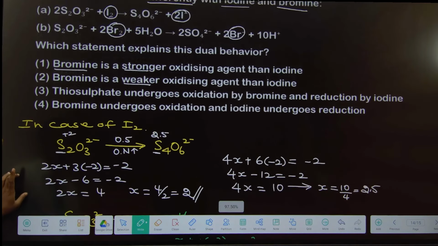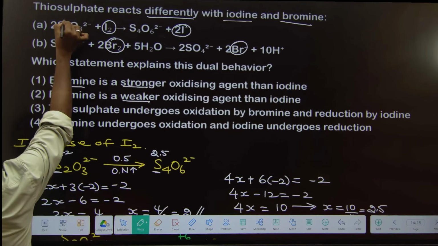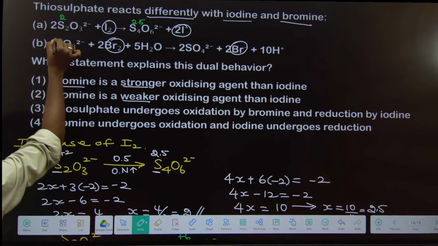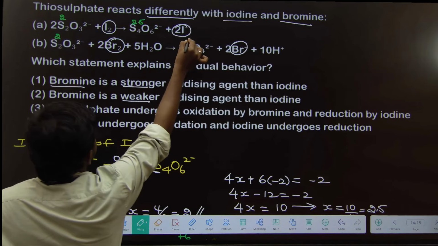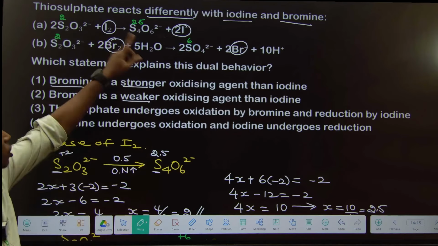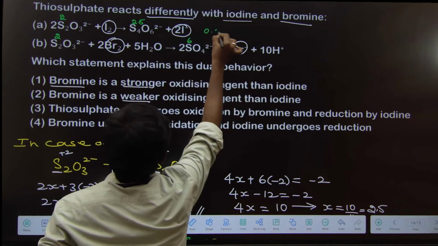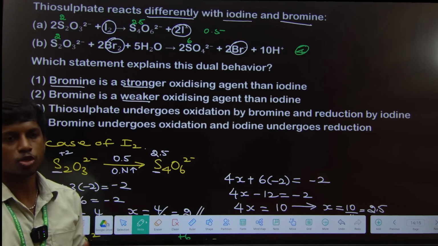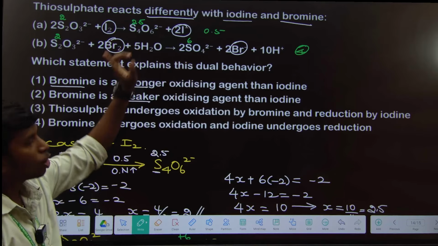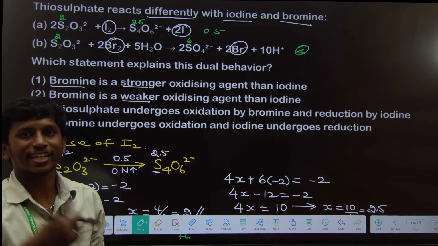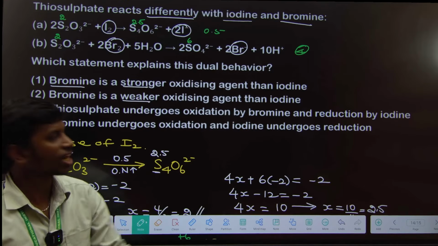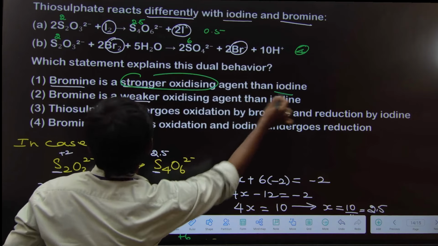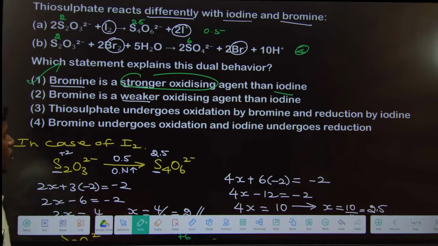So in our first case, the oxidation number changes from 2 to 2.5. But in our second case, it changes from 2 to 6. Okay, so எவ்வளவு oxidation number change ஆயிருக்கு? Only 0.5 is changed, but here 4 got changed. அப்ப யார் இப்ப strongest oxidizing agent? Br2 is the strongest oxidizing agent. It's undergoing reduction. Now reduction ஆகறேன் அப்படின்னா I'm an oxidizing agent. Okay, so bromine is a stronger oxidizing agent than iodine. That is our correct answer. Okay.